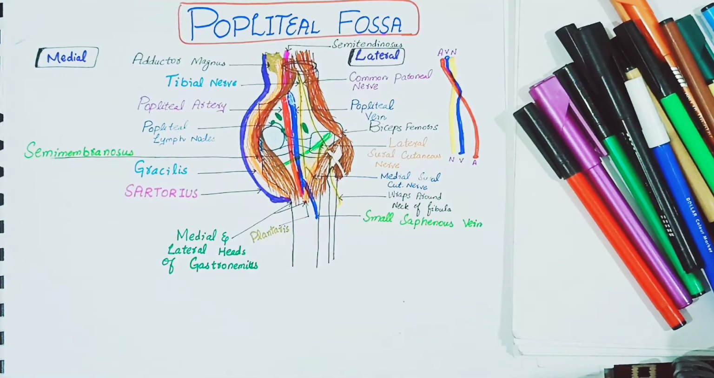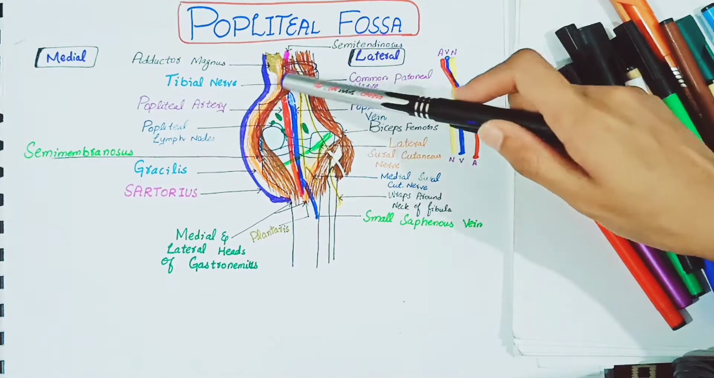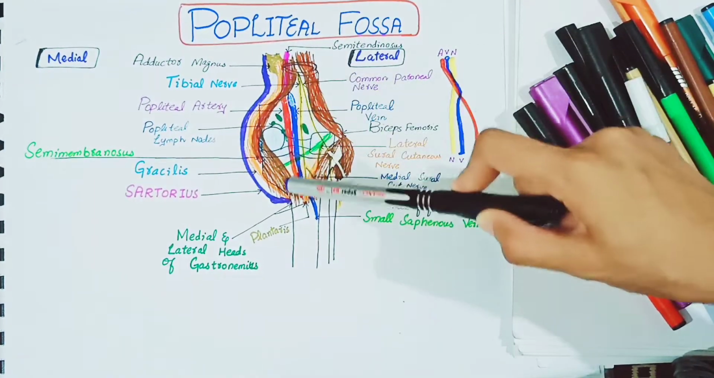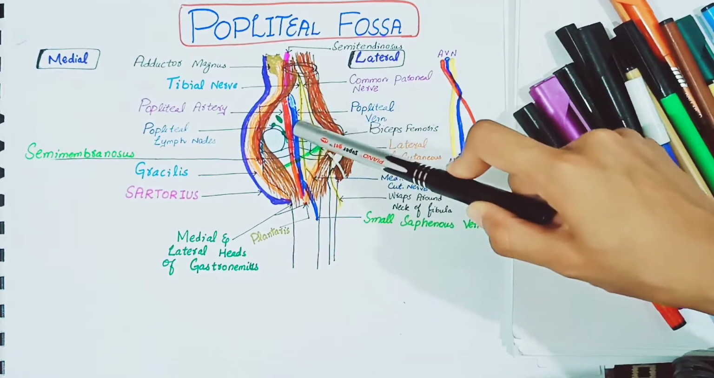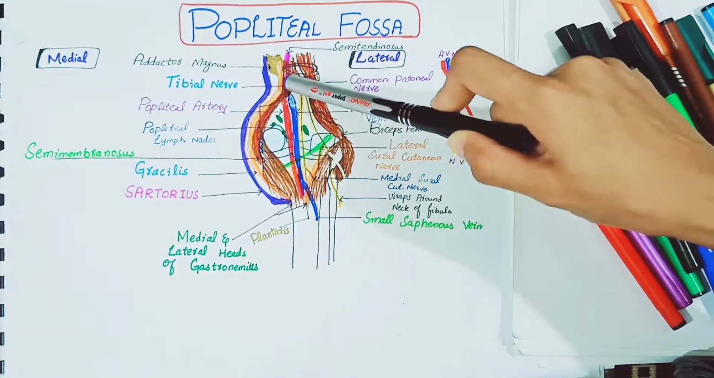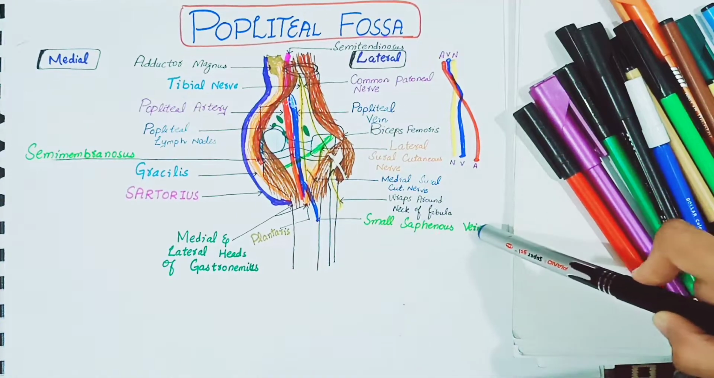Now let's discuss the contents of the popliteal fossa. The deepest and most medial content of the popliteal fossa is the popliteal artery. Superficial and lateral to the popliteal artery is the popliteal vein. In its inferior part, it receives the small saphenous vein.